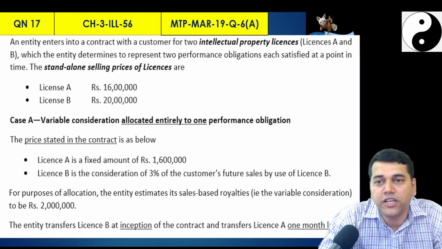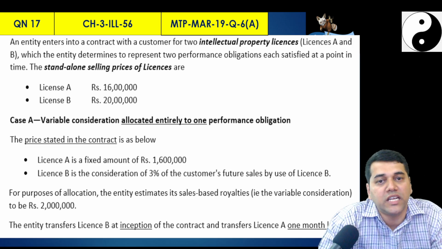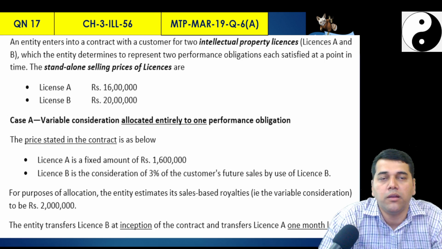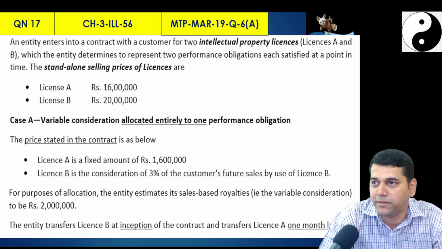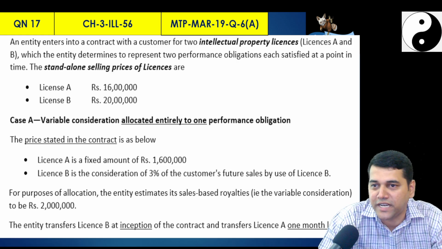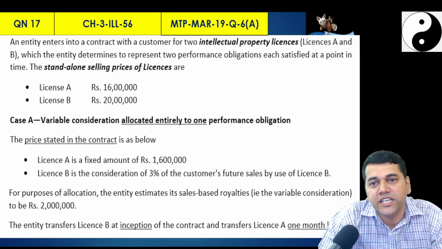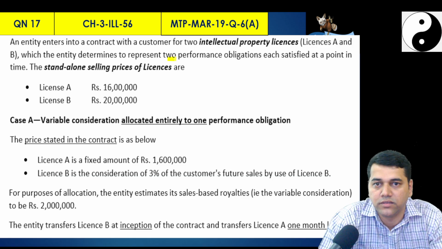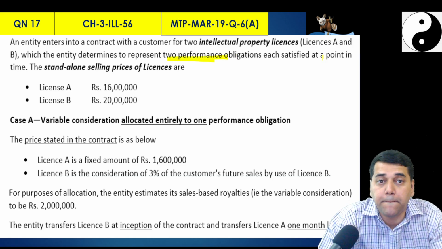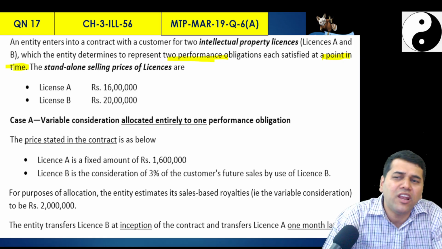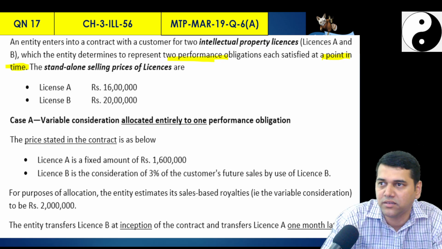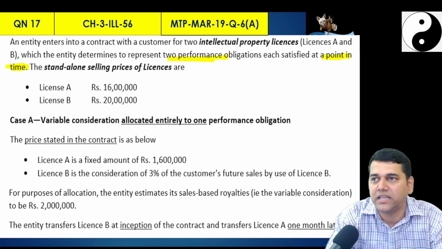Now, an entity enters into a contract with a customer for 2 intellectual property licenses, license A and B, which I can call Kantara 1, Kantara 2, Bahubali 1, Bahubali 2. You can call it any name, for the sake of understanding only. The entity determines 2 performance obligations, which are satisfied at a point in time. Now, we will not argue that there are 2 performance obligations because there are 2 licenses. At a contract level, there is no integration.